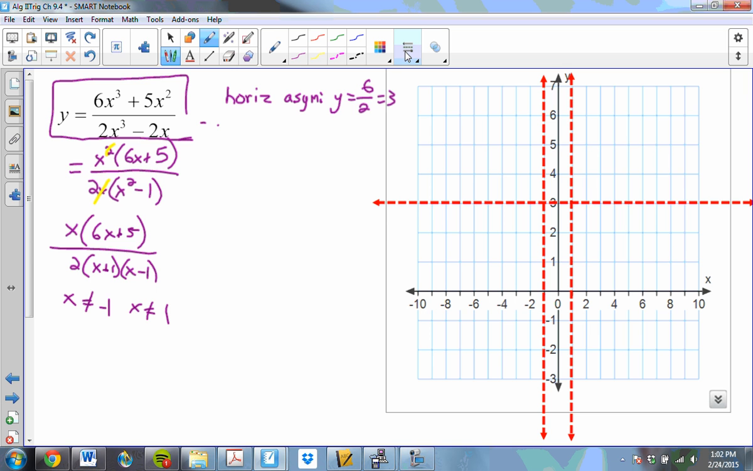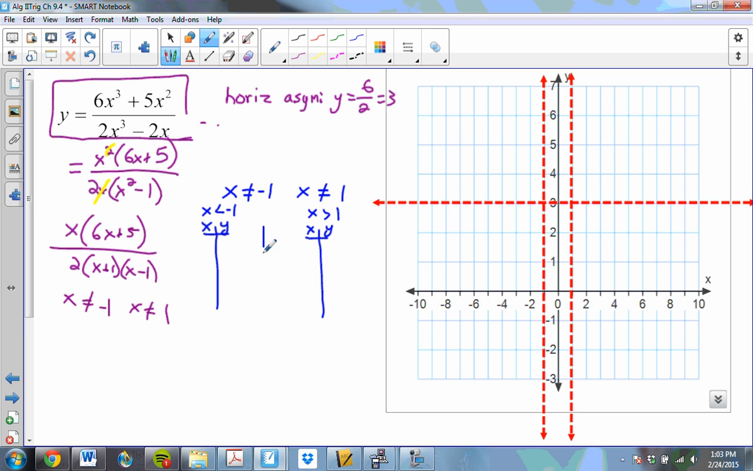I'm going to take my two asymptotes, x equals negative 1 and x equals positive 1. This is really what x can't be. X can't be negative 1 and x can't be positive 1. So I'm going to make tables that are around those points. This table will plug in numbers that are less than negative 1. This table will plug in numbers that are greater than positive 1.